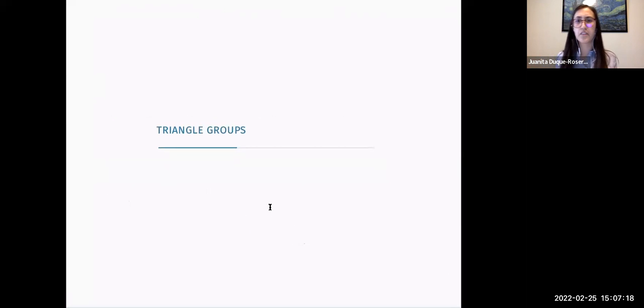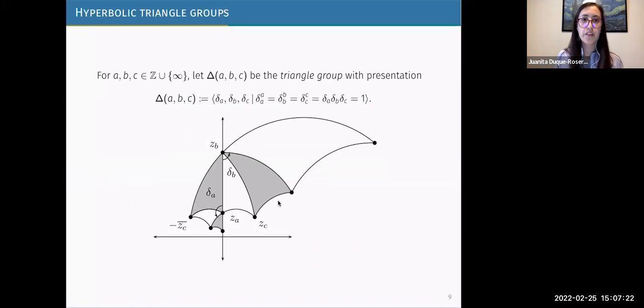So we are going to try to generalize this picture. And to do that, we are going to talk about triangle groups. So here is a small definition. The triangle group delta of a, b, c is just a group that is presented like this. It has 3 generators, and the generators to the a, to the b, and to the c are 1, and then the product of all of them is also 1.